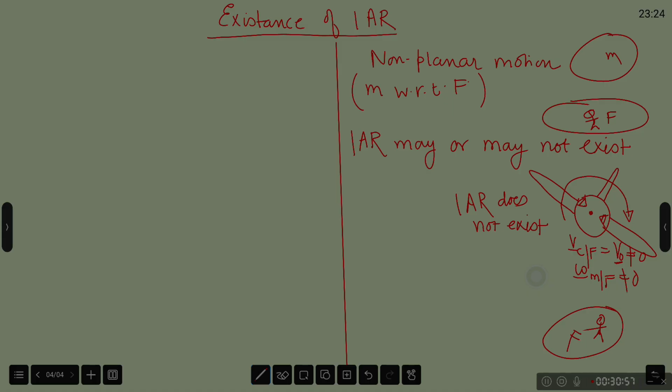In contrast, if the motion of M with respect to F is indeed planar, IAR does exist. Guarantee that it will exist. That also can be proved. However, in this lecture I am not showing that proof. Now, if the IAR does exist, how do we identify? How do we identify IAR?